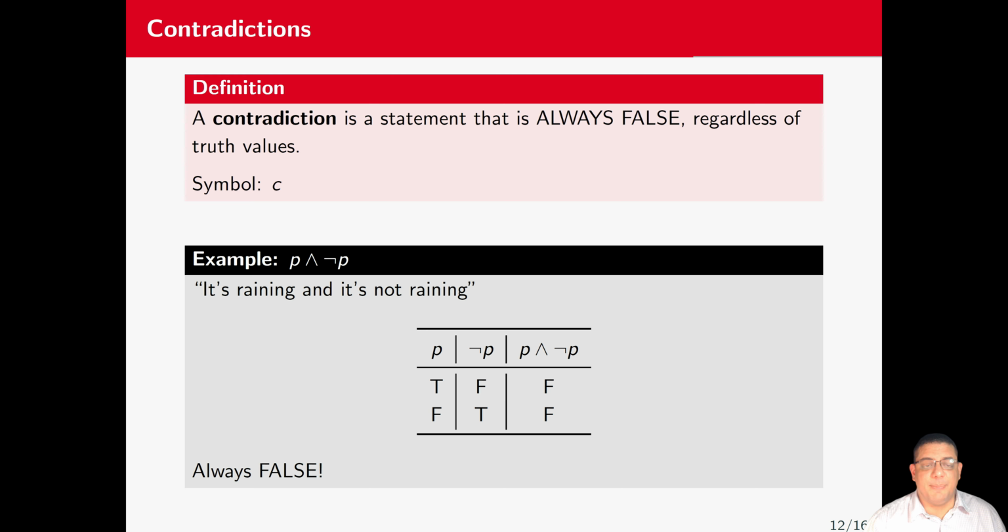Now, the contradiction is the opposite. The contradiction is a statement that is always going to be false, regardless of the truth values. The symbol for that is a C, usually. We can pick the same example: it is raining and it's not raining. Well, that is a contradiction. Both things cannot be happening at the same time. So if you pick P as it is raining, then it's not raining is the negation of P. And if you do P and not P, you will get true and false, which is false, and false and true, which is false. So always false, contradiction.